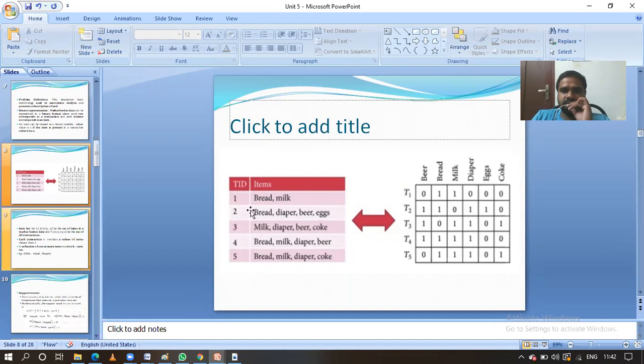Overall, there are 6 items in the supermarket: bread, milk, diaper, beer, eggs, coke. These are the items, that is, 6 items represented here, and 5 transactions means 5 purchases. One means the item is purchased. If you observe here, milk they have purchased, that is why one is there. Diaper they haven't purchased, that is why zero is there. This way they have represented the information in the form of 5 transactions.